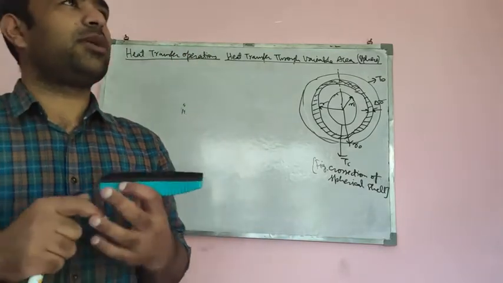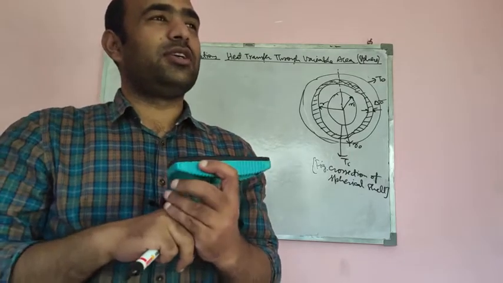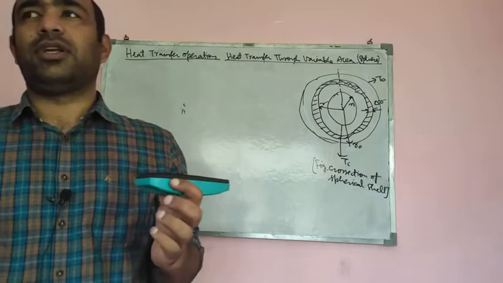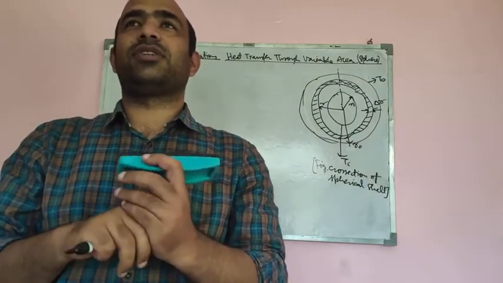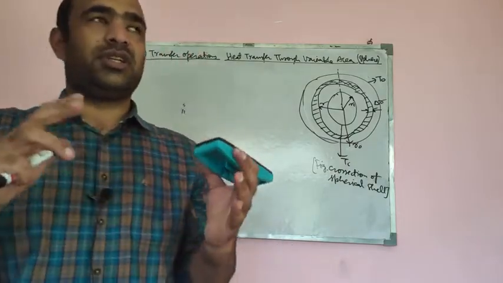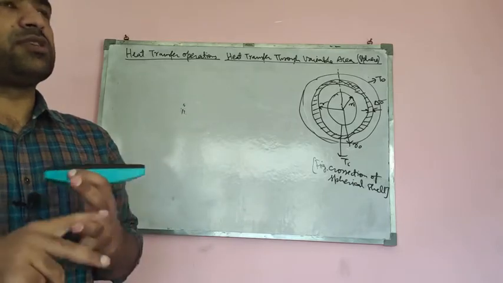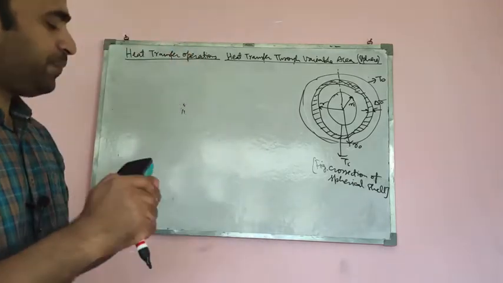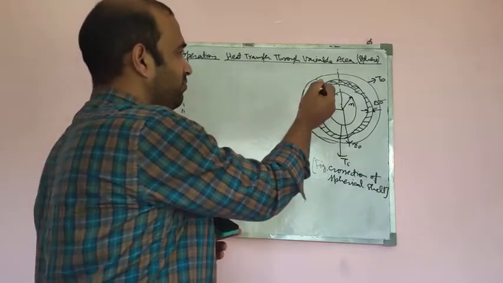In today's lecture I am going to discuss the rate of heat transfer through a spherical body. In my previous lecture I discussed the heat transfer through a cylinder, through a variable area. So first we considered the cylinder. Today I am considering the spherical body. So here you can see I have got a sphere.